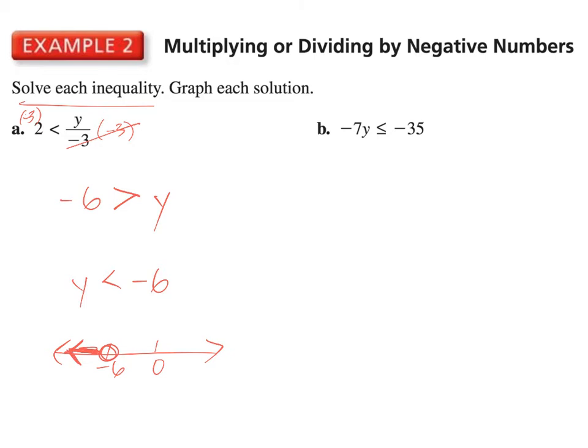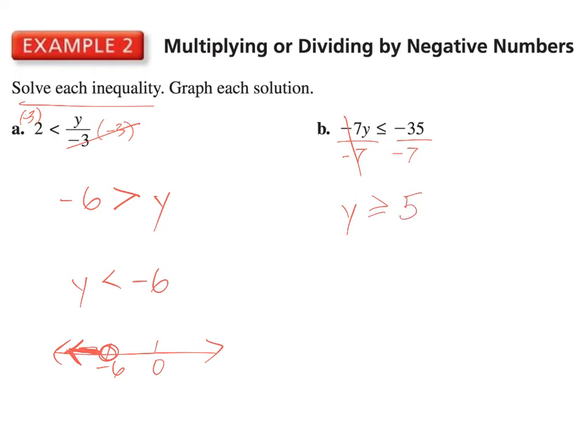Next one, I have negative 7 times y. Now in order to get rid of the negative 7, you have to do the opposite of multiplication. We divide by negative 7. They cancel out. And now just like when you multiply by a negative, when you divide by a negative, you have to flip the inequality sign. Don't forget to do that. These are very easy problems, but the biggest mistake students make is forgetting to flip that inequality sign.